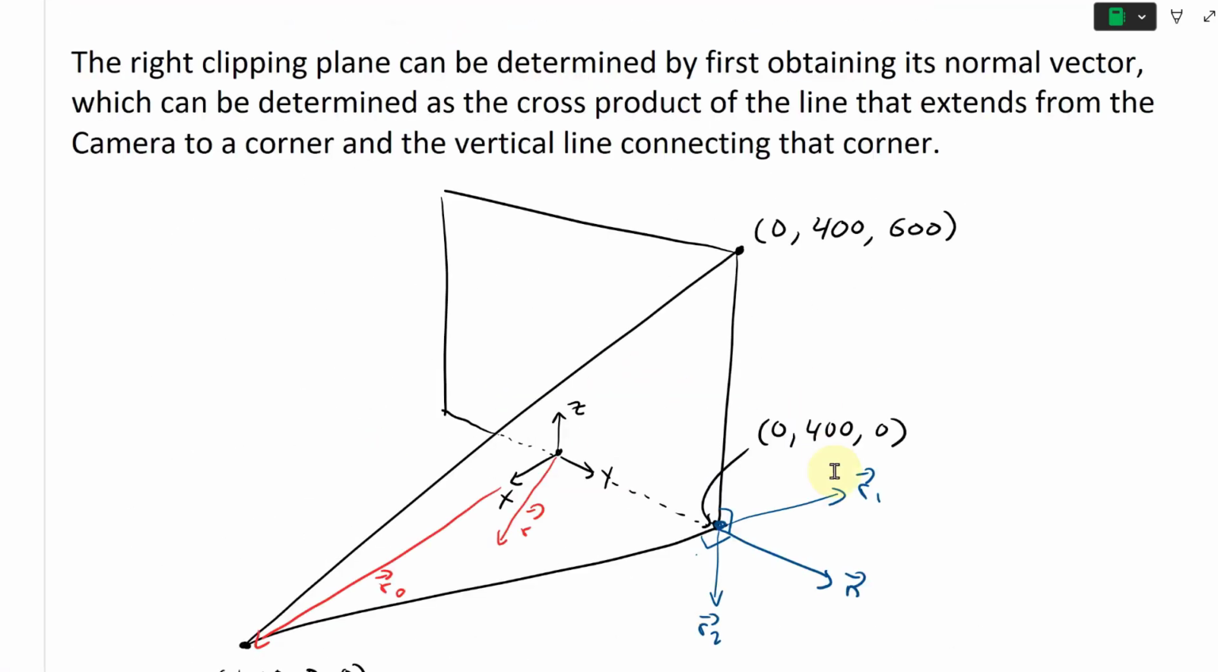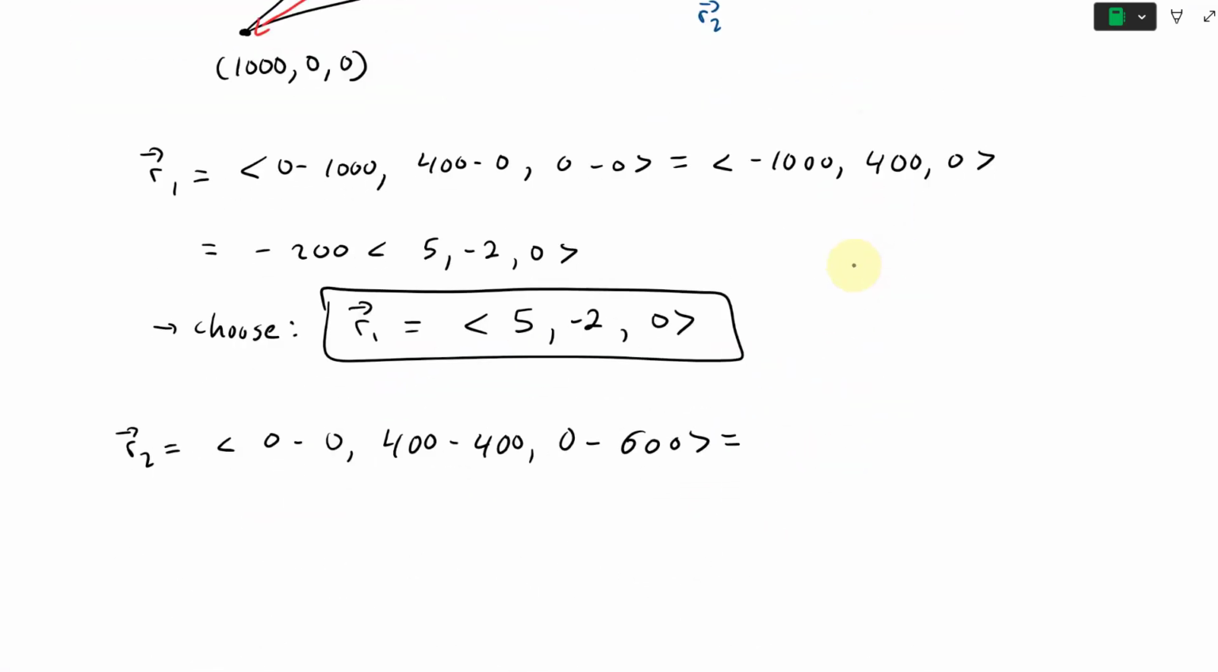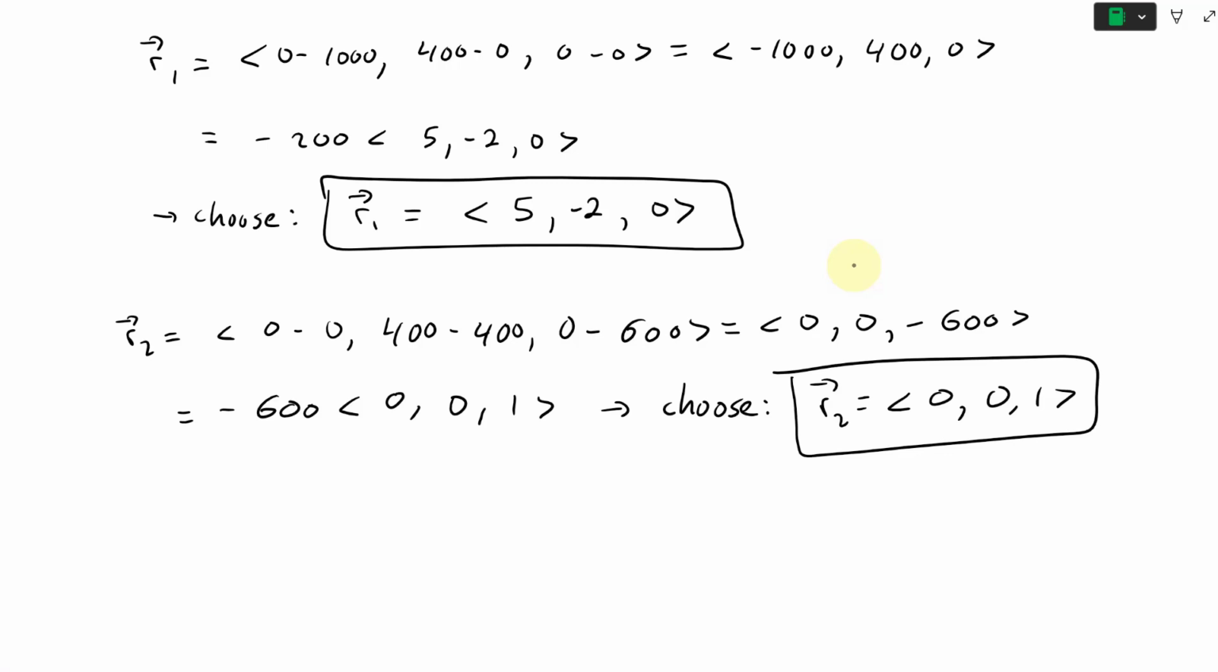Let's just double check. So 0 minus 0, 400 minus 400, and then 0 minus 600. So this equals 0, the 400 cancels, and then it goes negative 600. This just means we'll factor out the negative 600, just to get the direction. It's going to be 0, 0, and then 1. So obviously we're just going to choose R2 equals 0, 0, 1, which simplifies the cross product.